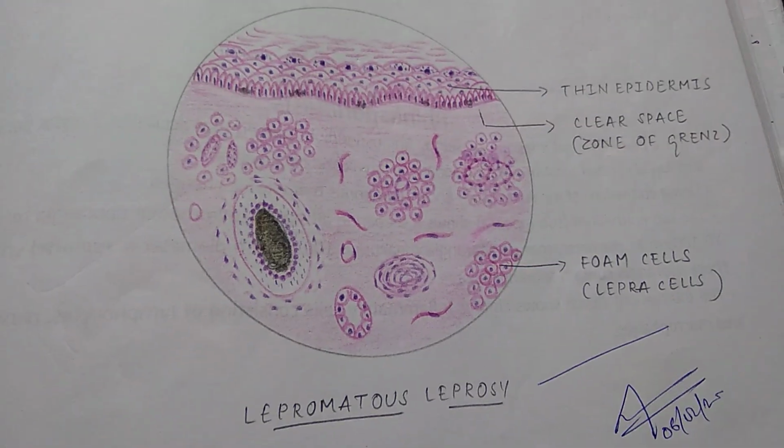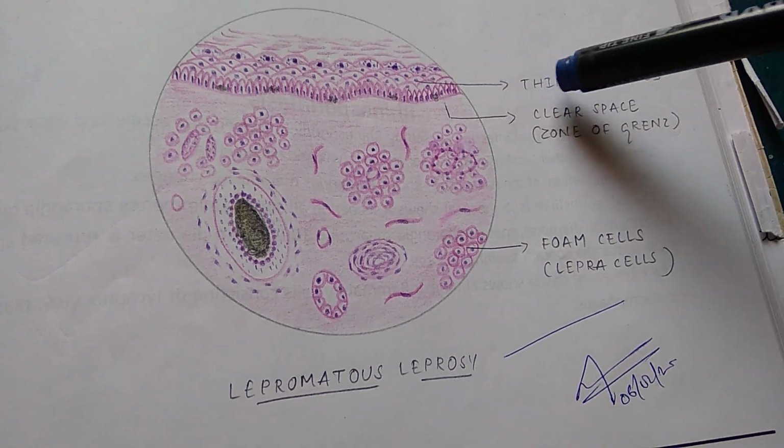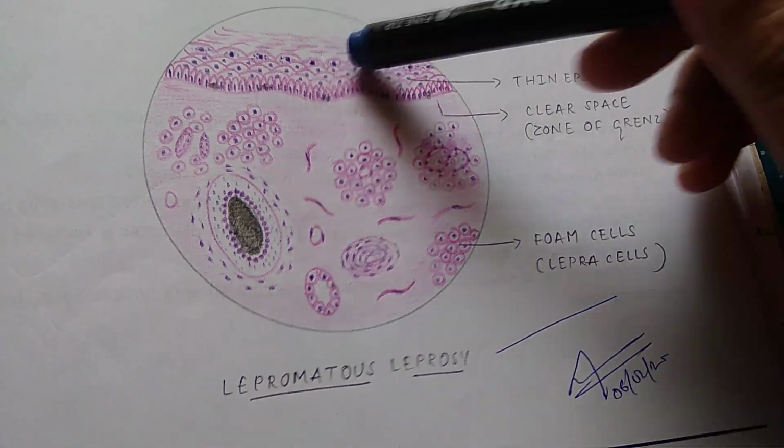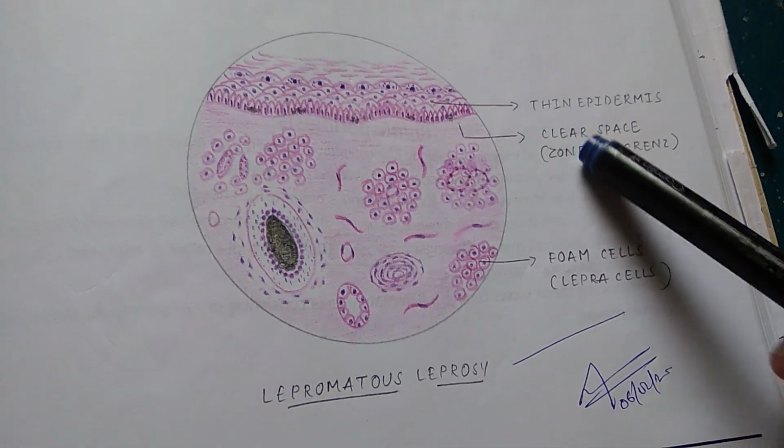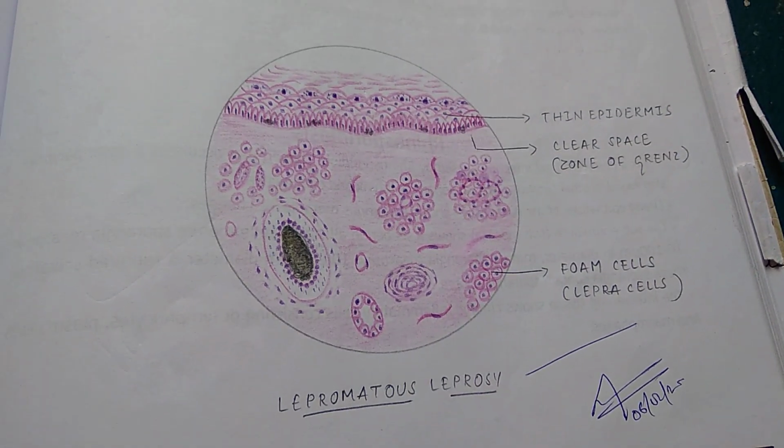But this is lepromatous leprosy where you will see clear space, that is zone of Grenz. Right, thin epidermis, foam cells, lepra cells. Where will you see these foam cells, lepra cells in lepromatous leprosy?